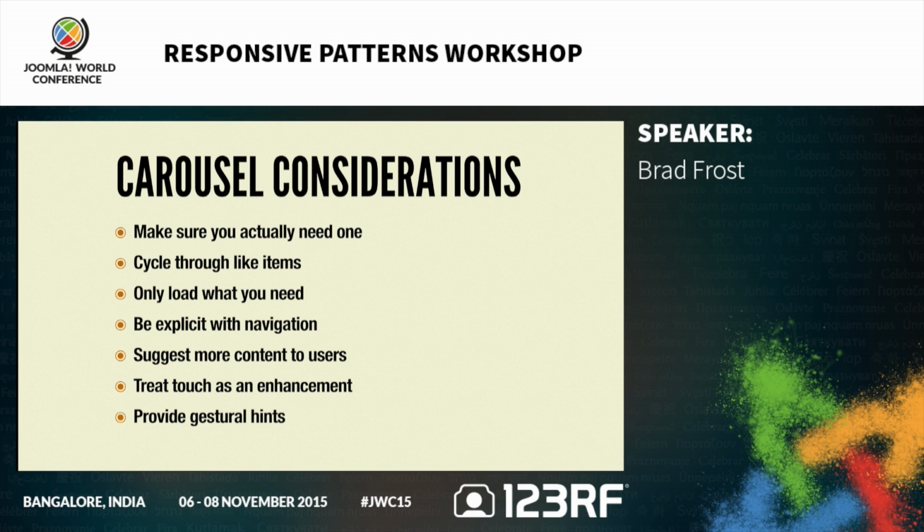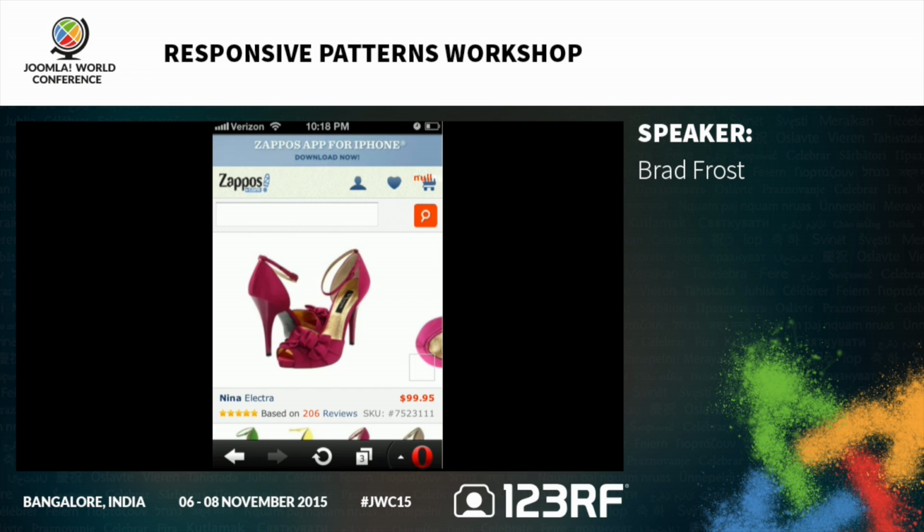Also, suggest more content to users, treat touch as an enhancement, provide gestural hints. I'll show you another example. This is from Zappos, which is a shoe e-commerce site. Their mobile site had this really nice touch where they show this other shoe. You guys see that? It's like, oh, hey, here's another image. Maybe you want to swipe over and see that other image. I think that's really cool. It's a nice, clever, playful way of showing those other things.